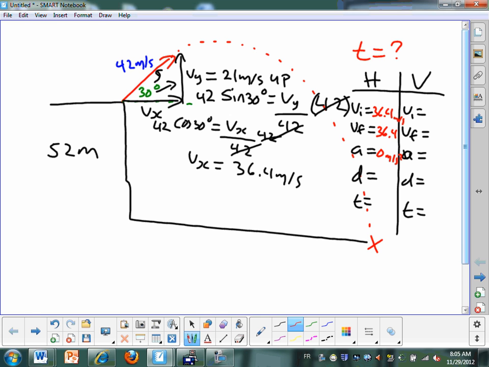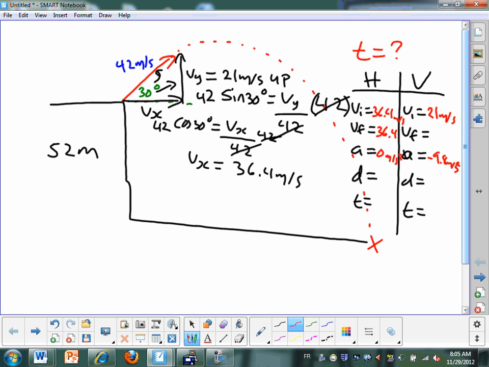Do I know how long it took to go in the x direction? No. So, let's take a look at all the stuff I know for my vertical journey. My initial velocity in the vertical direction was calculated to be 21 meters per second. Now my final velocity, when it hits the ground, I don't know. Do I know the acceleration in the vertical direction of a projectile? People tell me that it is negative 9.8 meters per second squared. That's because any object under the gravitational field of the Earth will fall at the same rate.